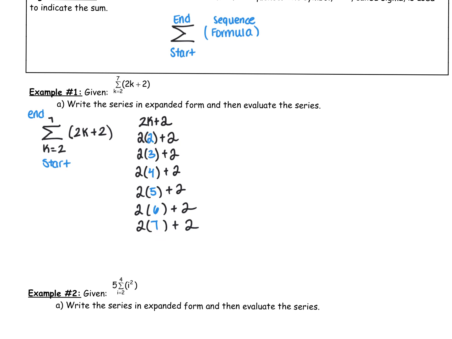So now all you're going to do is figure out what each one of these values comes out to. So 4 plus 2 is 6, 6 plus 2 is 8, 8 plus 2 is 10, 10 plus 2 is 12, 12 plus 2 is 14, 14 plus 2 is 16. Each one of these, the 6, the 8, the 10, the 12, the 14, the 16, those are the terms of the series. It says write the series in expanded form.